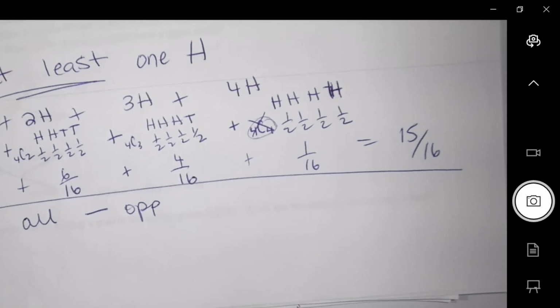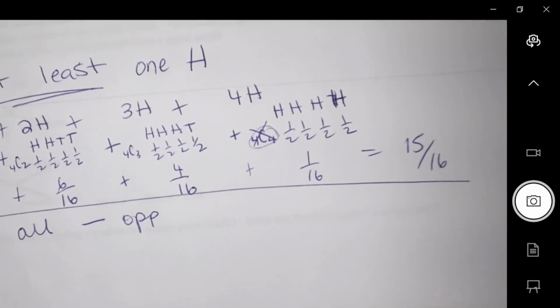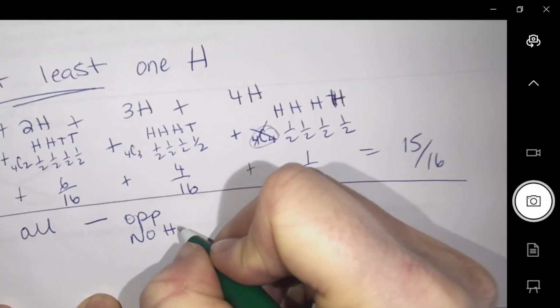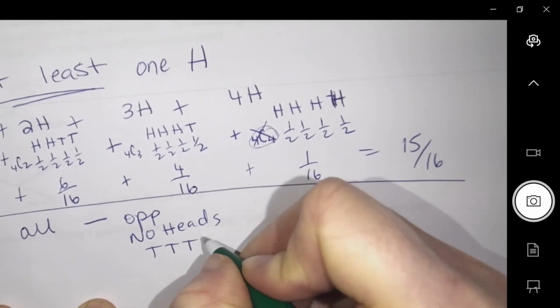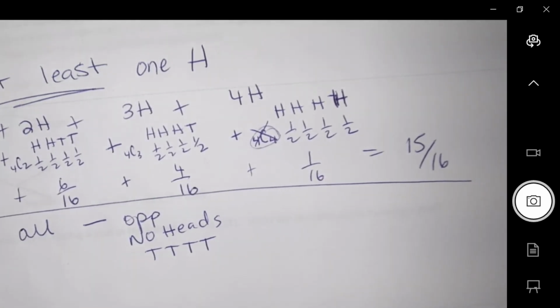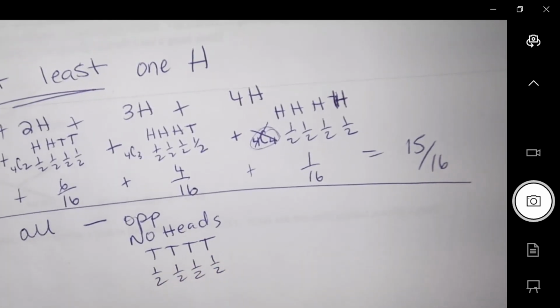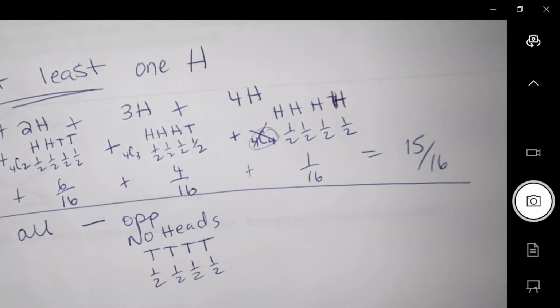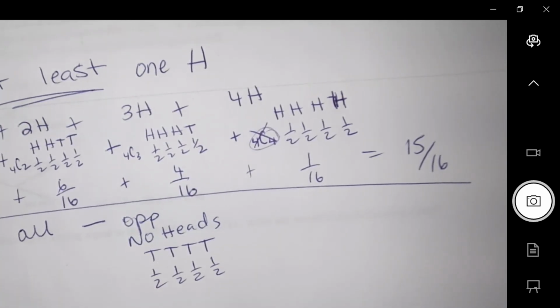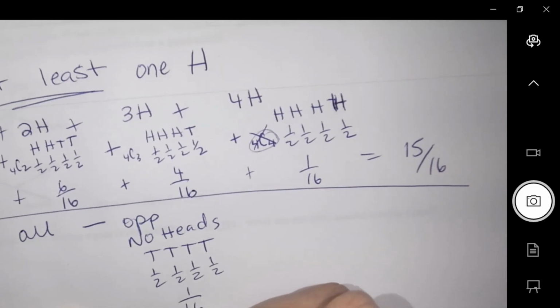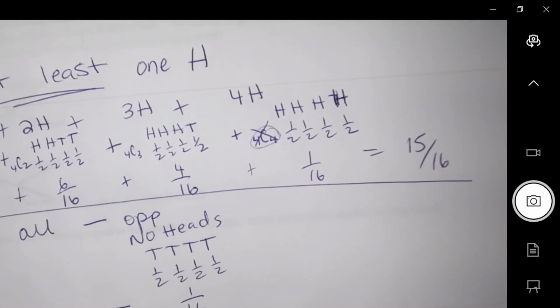So this one would have been way faster for me to do. What's the only other event that's opposite of this? No heads. So I would have flipped tail, tail, tail, tail, right? And you don't have to do a choose in front of it because there's no other arrangement to move around there. They're all just tails. You can't change the location of doing something. So that's 1/16.